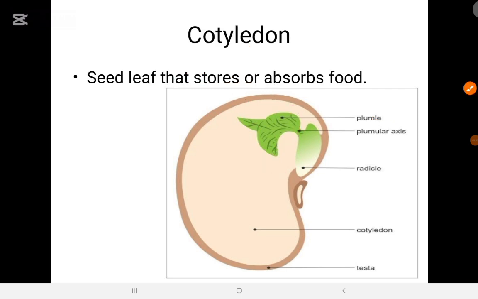All right. Now, the cotyledon basically is the seed leaf that stores or absorbs the food.